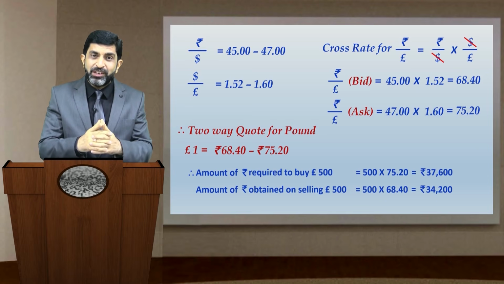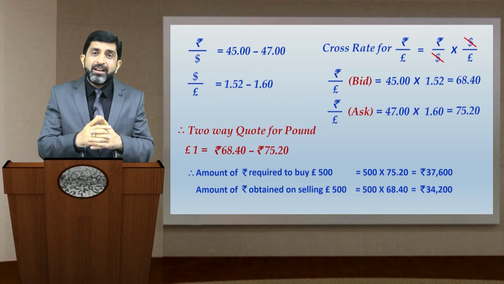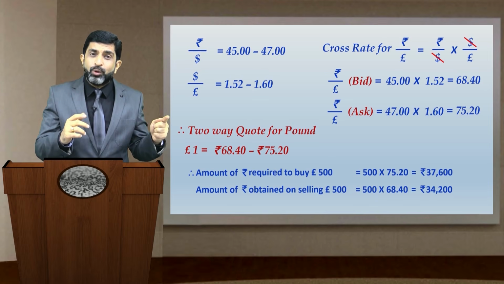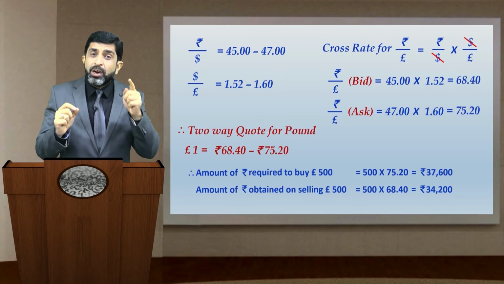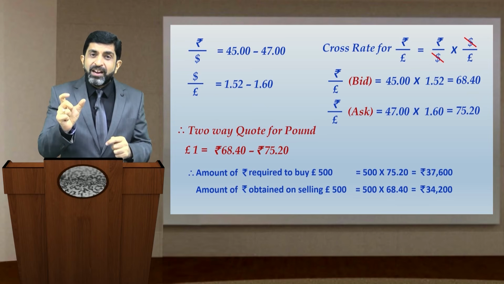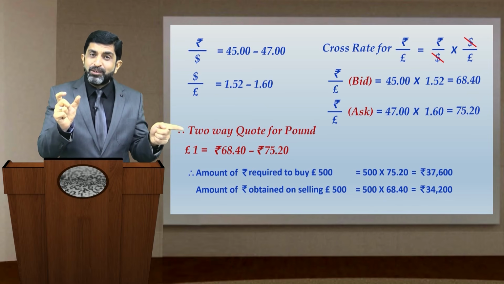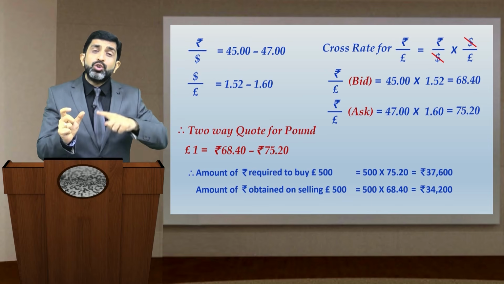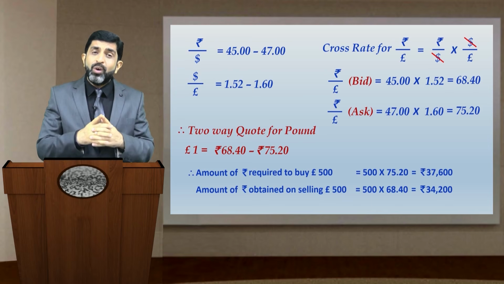So final conclusion is, when you are making cross currency calculations with respect to a two-way quote, bid rate should always be multiplied to bid rate and ask rate should always be multiplied to ask rate.